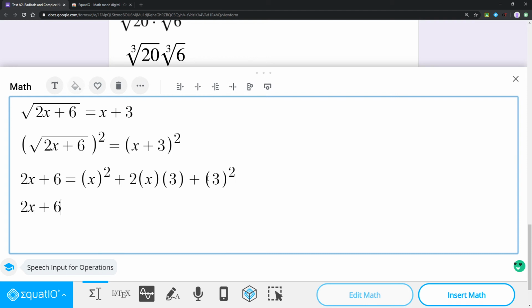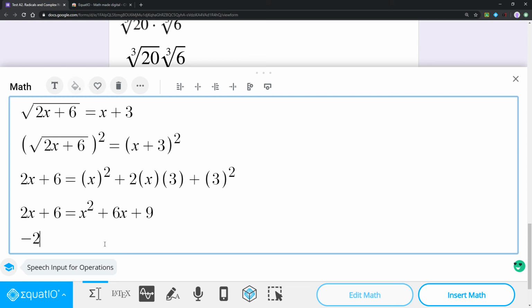So 2x plus 6 equals x squared plus 6x plus 9. And notice what I'm left with is a quadratic, right? It's got an x squared term. The only way at this point my students know how to solve quadratics is by setting it equal to 0 and factoring. If you want to write something like subtract 2x from both sides, you can. I'm going to trust that my Algebra 2 students know some of these tricks.